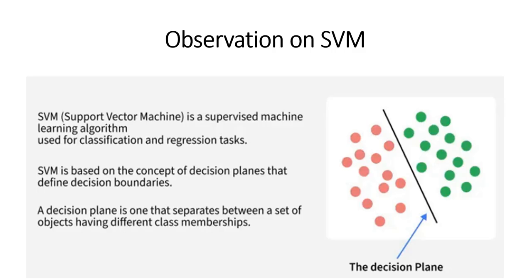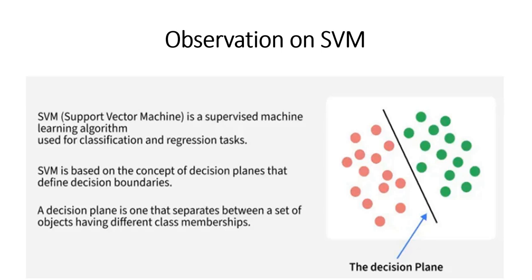So SVM is mainly used for classification, regression, and outlier detection. These are the three headings: classification, regression, outlier detection. However, it is most powerful and popular for classification problems.